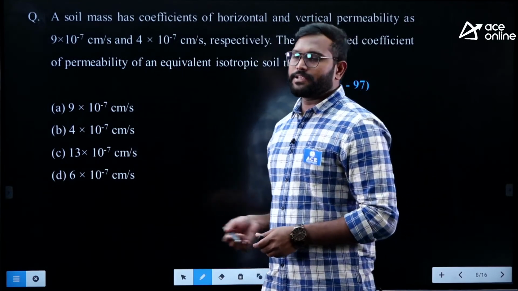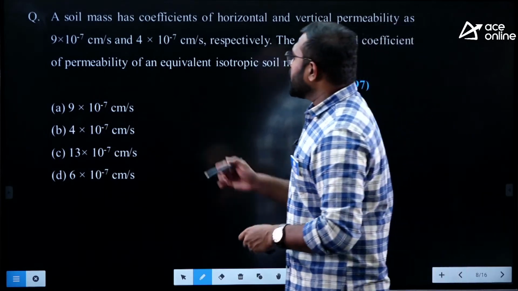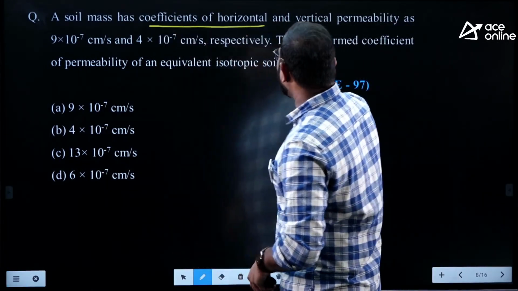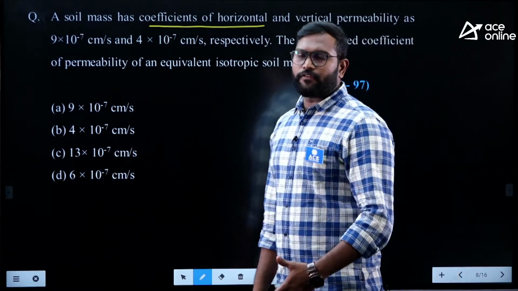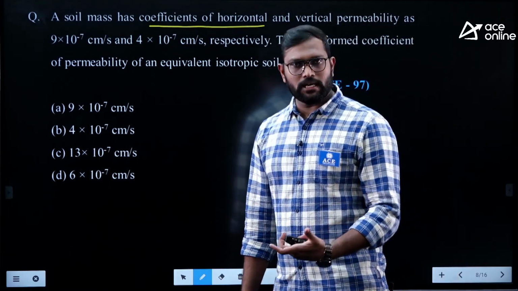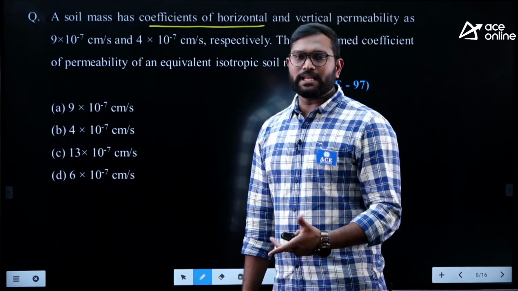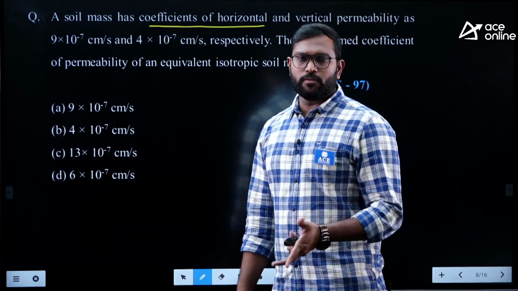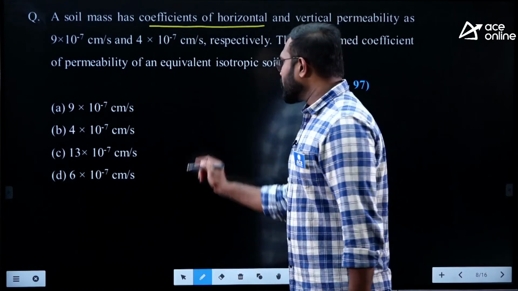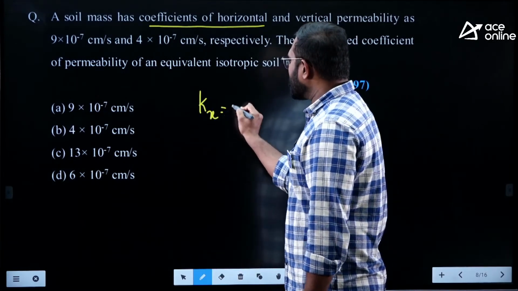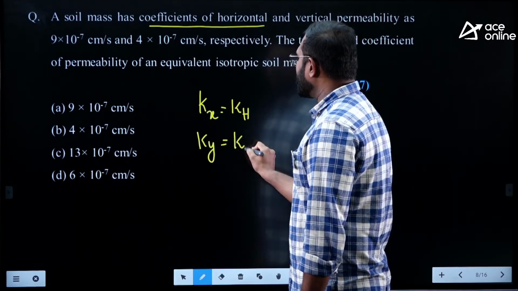Now, let's see the previous GATE questions. First, one more question based on the topic that we have discussed. A soil mass has coefficients of horizontal and vertical permeabilities. See, in general, we take the flow parallel to bedding planes as horizontal, but perpendicular to bedding planes as vertical. But what I say is, don't remember it in that way. Most of the cases we see the layered deposit as one by one. That's the reason why we assume here Kx as Kh and Ky as Kv.